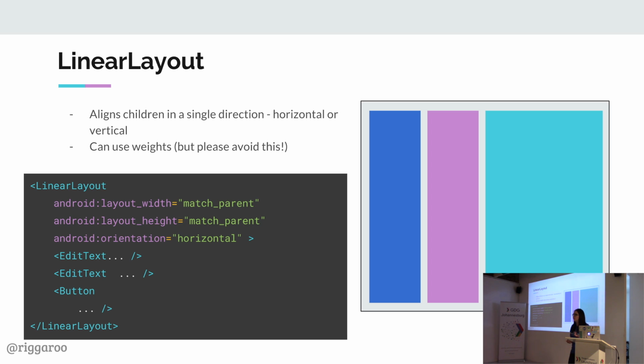You can also use weights with the linear layout, but please don't do that. Rather use constraint layout, because linear layouts are a lot less performant. And yeah, basically it's very simple. You just put elements in and you get a straight linear layout.